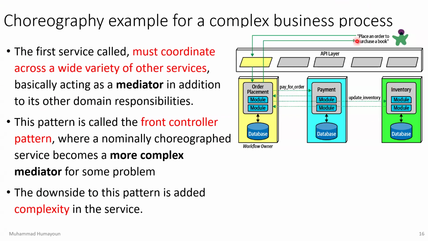So let's look at this example: placing an order to purchase a book. As you can see, now it's a complex business process. Let's assume we have some microservices like order placement, payment, and inventory. So in that case, in choreography, what will happen? One microservice will assume the role of a workflow owner. So let's say it is order placement, and how will it happen? It will happen, of course, through code.